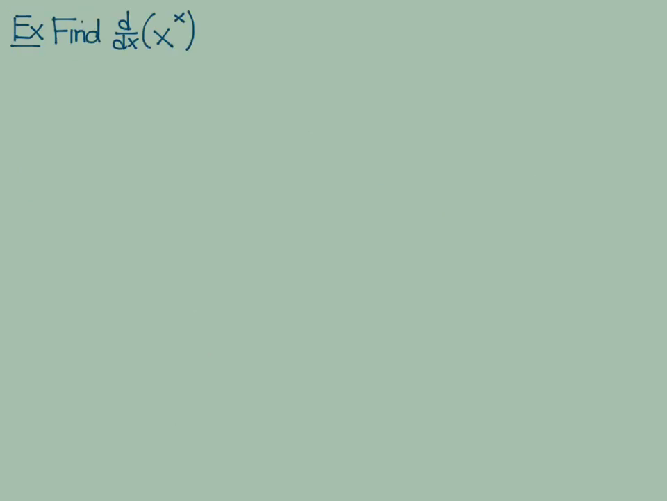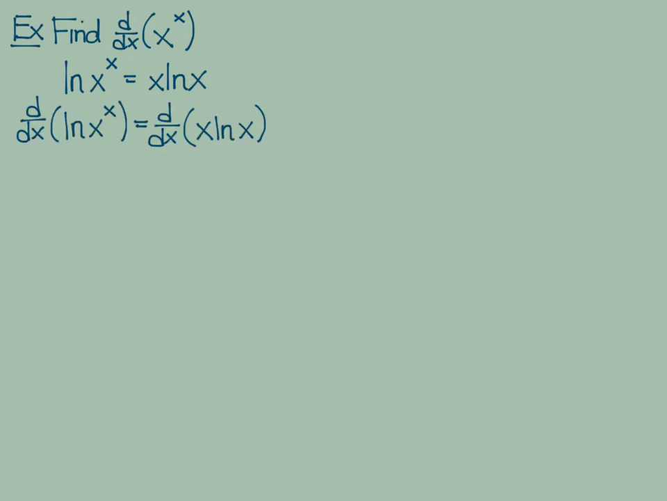We'll try one more of these. Let's find the derivative of x to the x. For this, we'll use the natural log of x to the x equals x times the natural log of x. Remember, with natural logs, we have the ability to pull the exponent out front. We'll take the derivative of both sides of the equation.